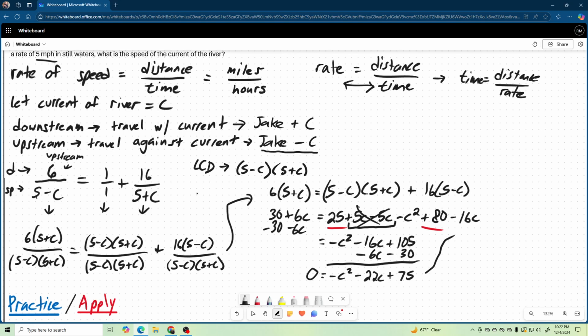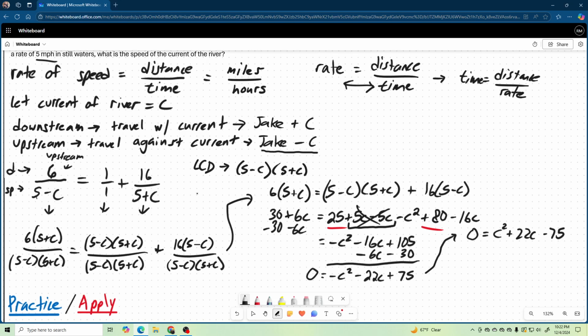So let's just go right back up here. So we're going to get 0 equals, if I multiply both sides by negative 1, 0 equals c squared plus 22c minus 75. We're so close, guys. We're so close. All right. Now, a little bit of math here. What multiplies to make negative 75 that adds to make positive 22?